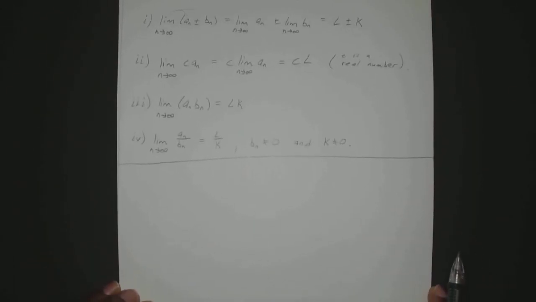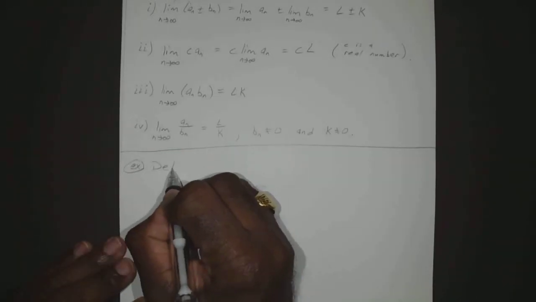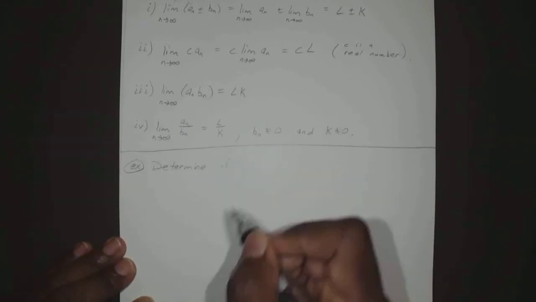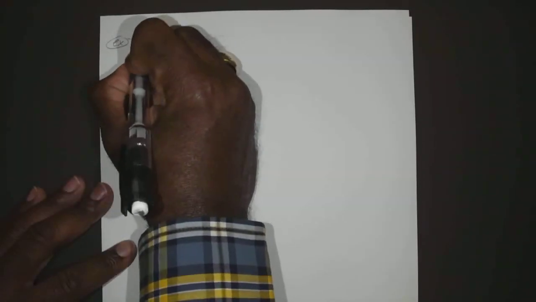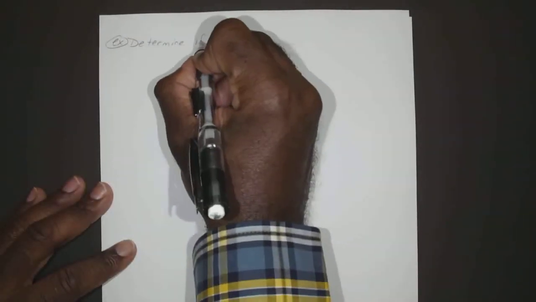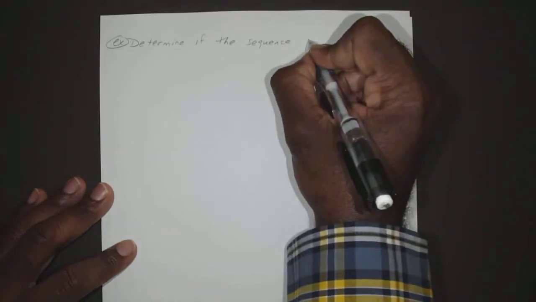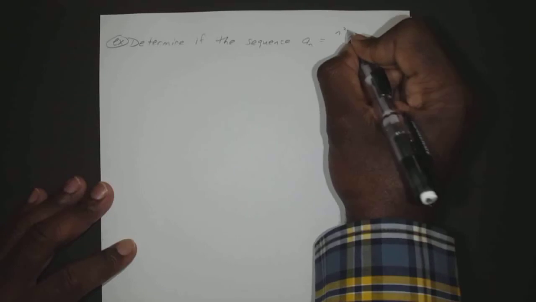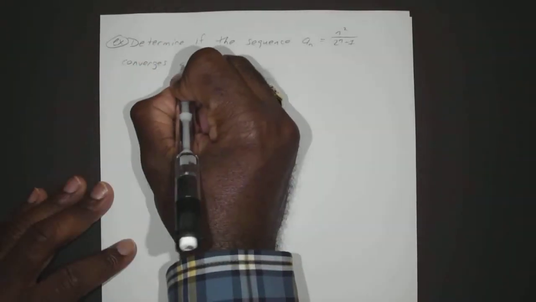All right, so let's say, for example, determine if the sequence a sub n equals n squared over 2 to the n minus 1 converges or diverges.